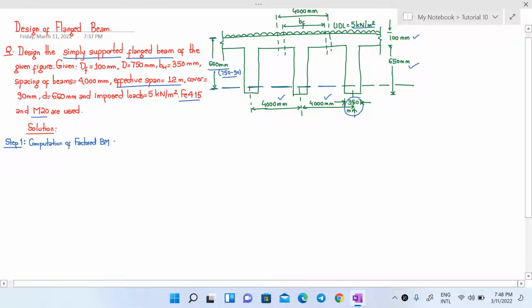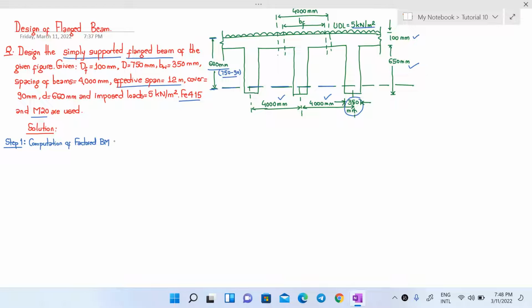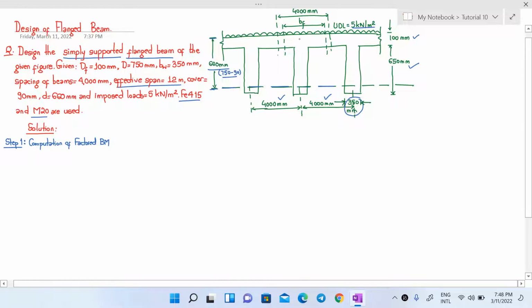So for that we have to calculate the loads that are acting. You can see that the dead load will be the load of this beam part, this T-beam, which includes both the flange and the web, and our imposed load will be the UDL that is acting on our beam, that is 5 kN per meter square. So let us consider this flange of our T-beam is the slab portion. So first let us calculate the weight of slab.